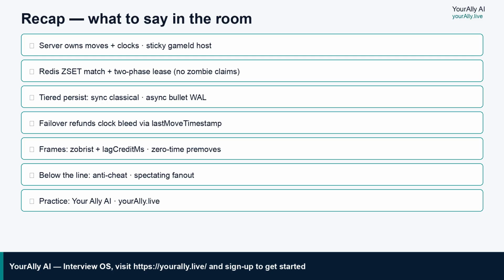Failover refunds clock bleed via last move timestamp. Frames carry Zobrist hashes and lag credits so clients self-heal and UIs stay honest. Three probes: thin, high Elo pool, widen with weight. Host death: pause, replay, refund. Asymmetric RTT: compensated server clocks, never client timers. Below the line, anti-cheat and spectator fan-out: name them so you sound product aware, then leave them undesigned today.